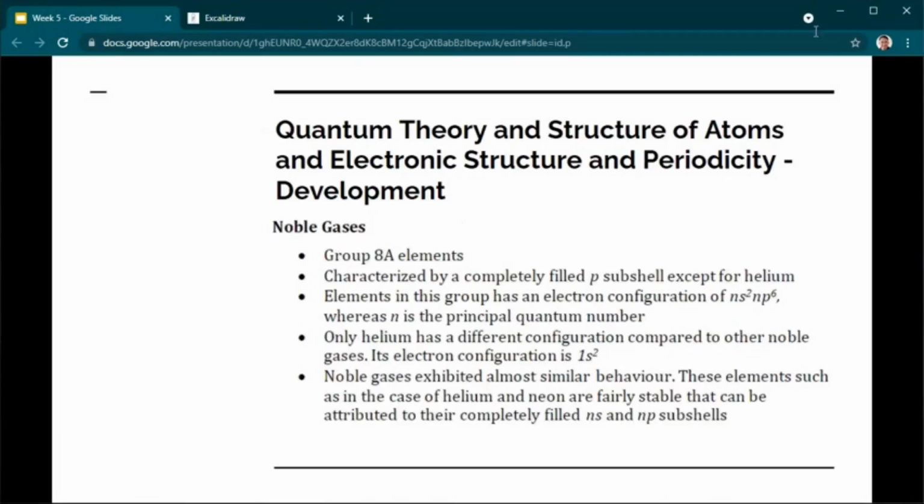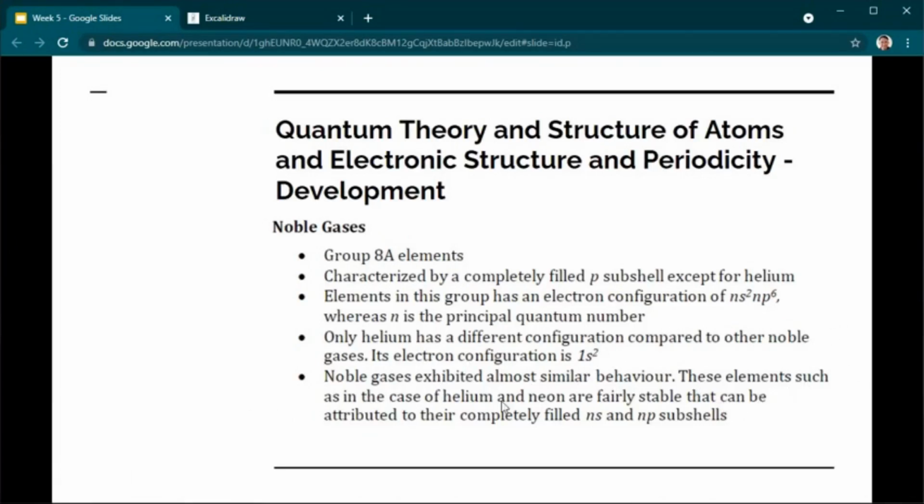Noble gases, this is the last column. They are the group A elements. They are characterized by a completely filled p subshell, except for helium, which has a completely filled s subshell. Elements in this group have an electron configuration of ns2 np6, meaning the s subshells are filled and the p subshells are filled. Only helium has a different configuration compared to other noble gases, since it is 1s2. Noble gases exhibit almost similar behavior.